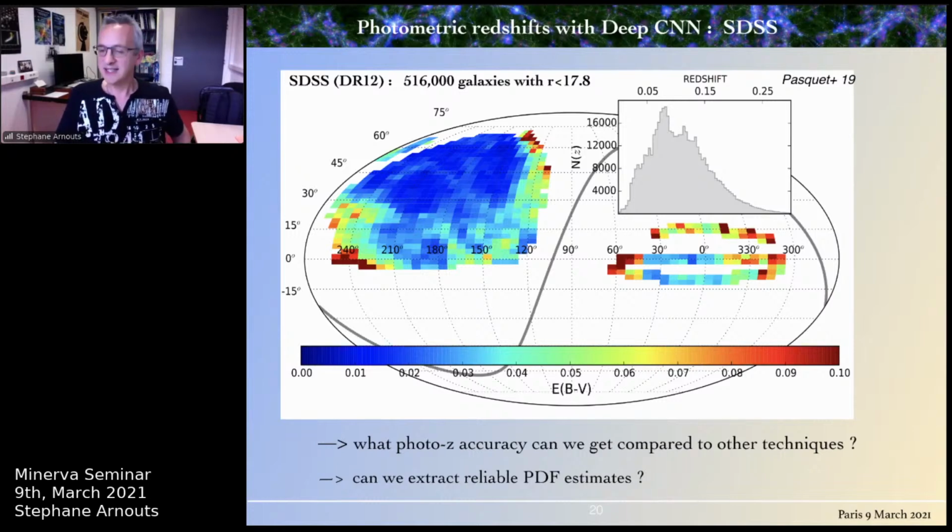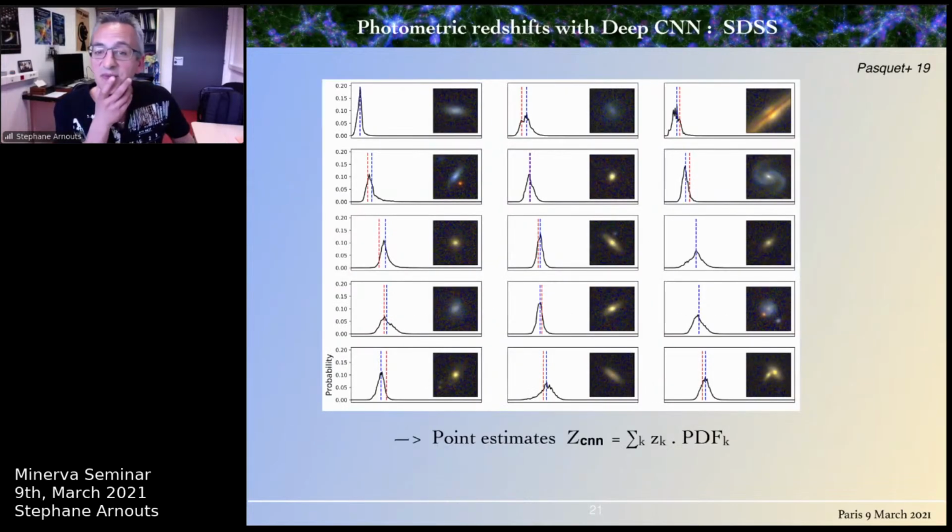So I will start with the SDSS, which was our initial work, which is the main galaxy sample of the SDSS, about 500,000 galaxies, and relatively low redshift, obviously, so below 0.2, 0.3. And this is the full map. So here are some of the results, just to illustrate the PDF that we get with the SDSS analysis. So you get the image and the PDF.